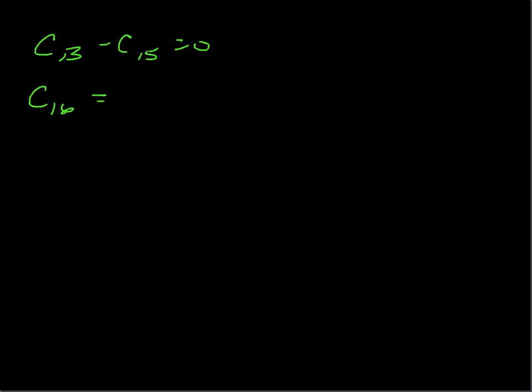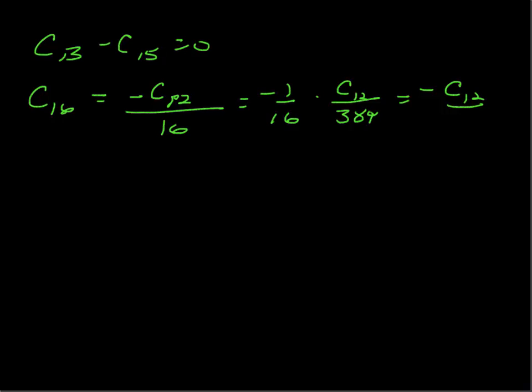And that leads us to C16, which is negative C12 divided by 16, which is equal to negative 1/16 times C12, over 384, which equals negative C12 over, I'm actually figuring this out, 6,144.